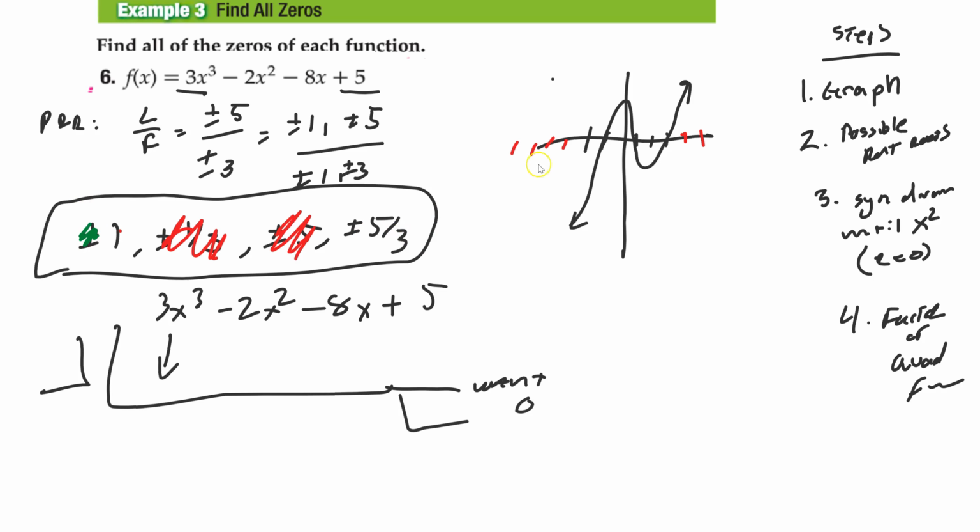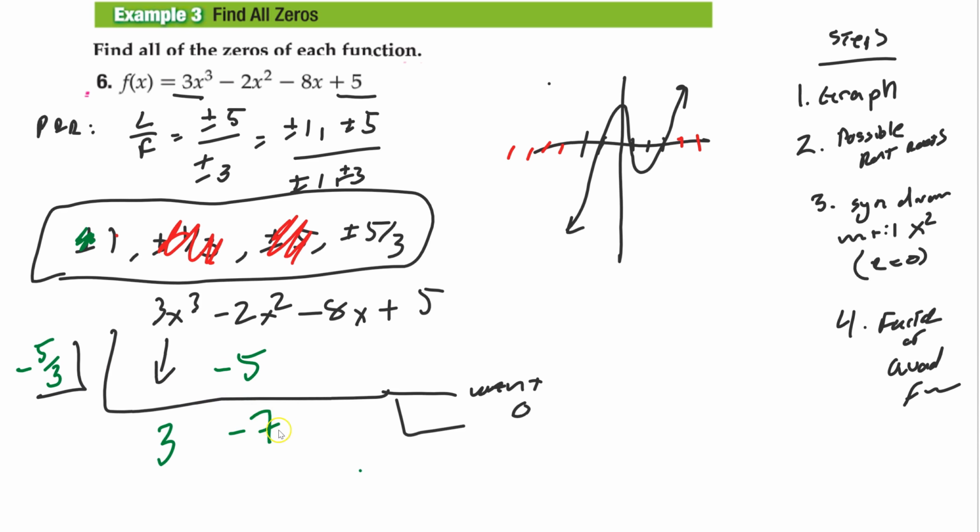Let's try -5/3. So -5/3. Bring the 3 down. Multiply, 3's cancel. I get -5. Add, -7. That's not going to work either. I can already tell, right? -7 times -5 is 35/3. I have to divide evenly. It's going to be a mess. So -5/3, also not good. I'm just not very good at guessing right now.